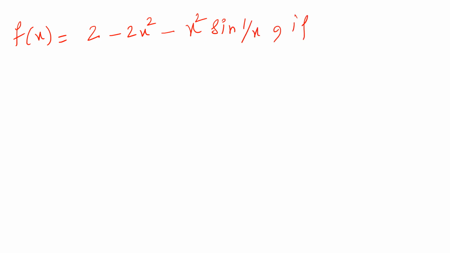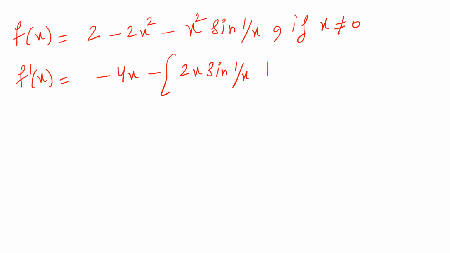Now students, to check the remaining two options, we will have to find f dash x when x is not equal to 0. Now f of x is given as 2 minus 2x square minus x square into sine of 1 upon x when x is not equal to 0. So this means f dash x is equal to minus 4x minus inside the bracket 2x into sine of 1 upon x plus x square into cos of 1 upon x into minus 1 upon x square.